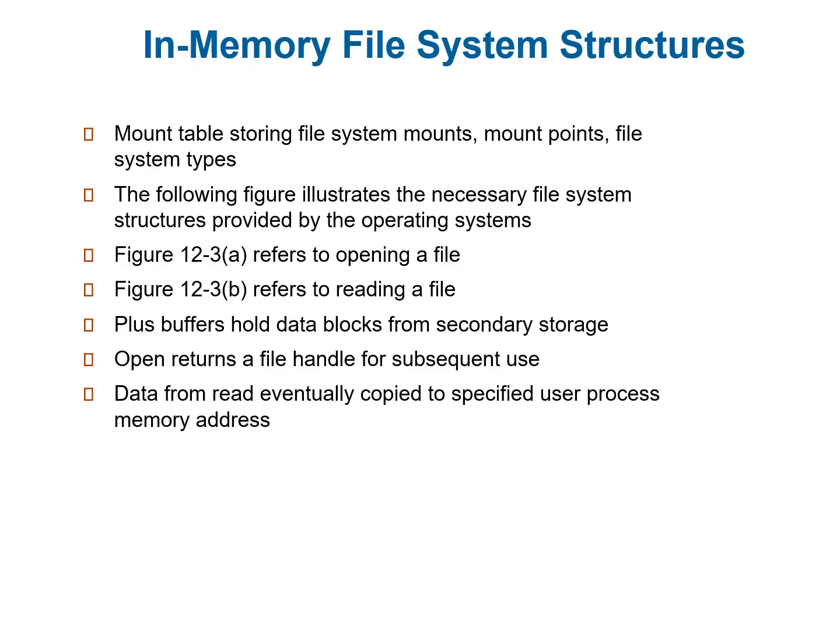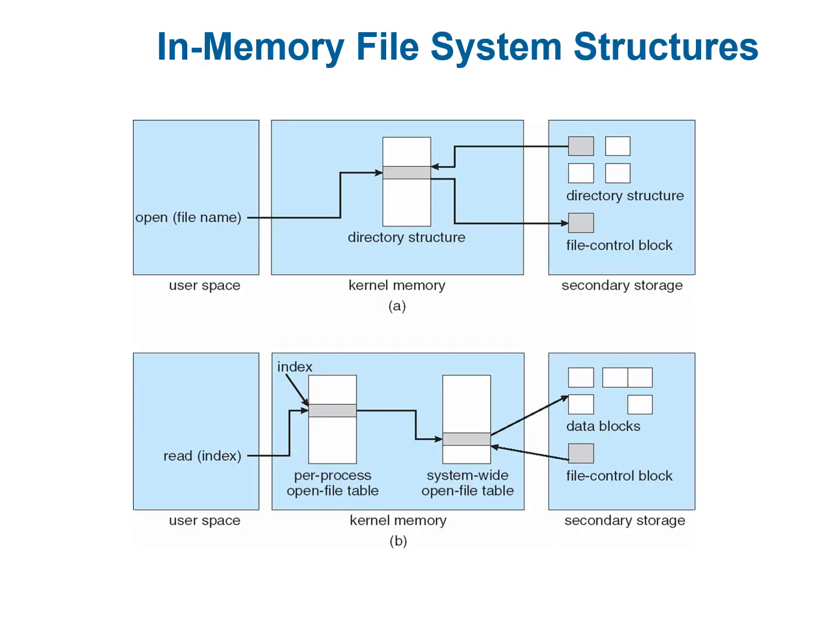Once the file is opened, it will be in the mount table. We have a mount table storing the file system mounts. So we have a mount point, file system types. The following figure illustrates this. Okay, so you just see this figure.